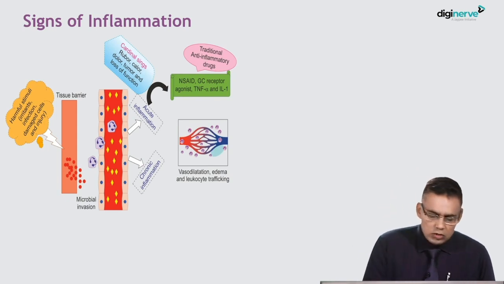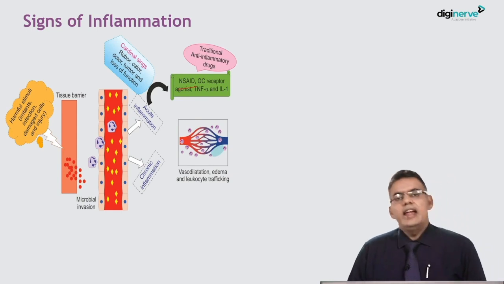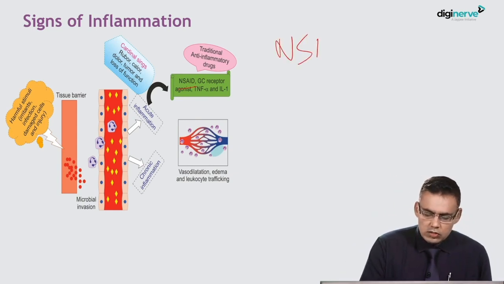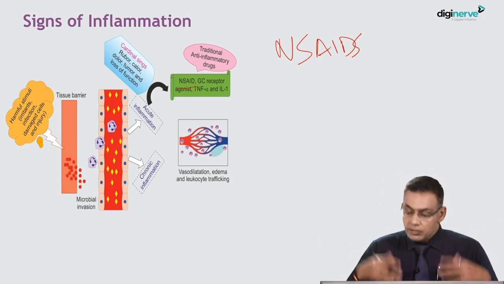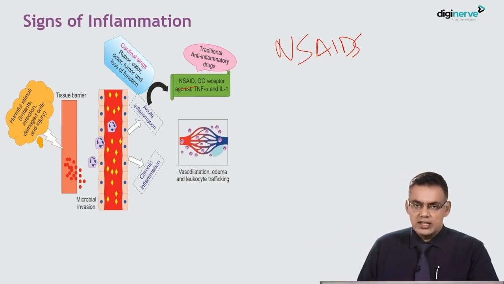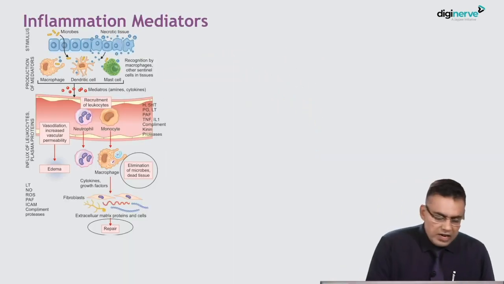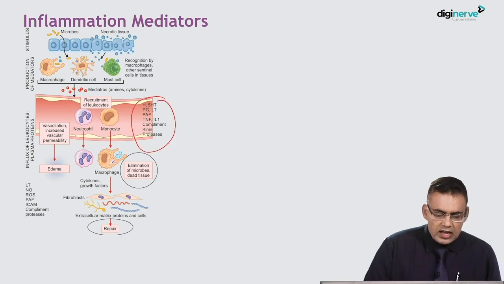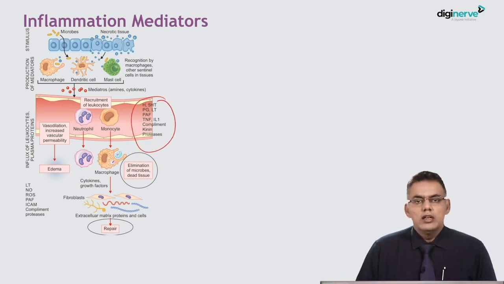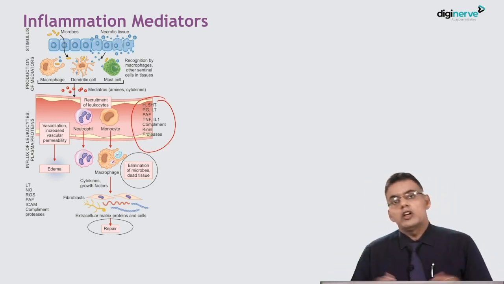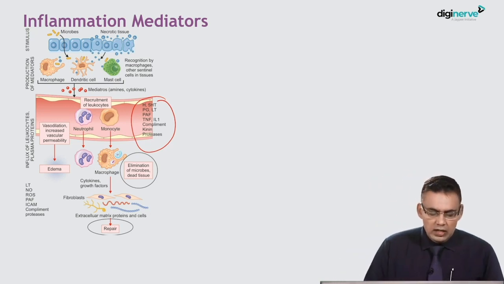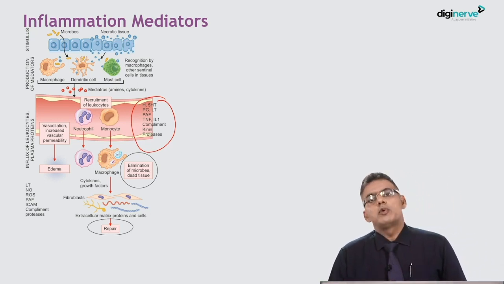These result in release of mediators. As I told you, it first results in acute inflammation, and in acute inflammation, the most effective drugs are the traditional anti-inflammatory agents, that is, non-steroidal anti-inflammatory drugs. This, if not corrected, can result in chronic inflammation, which can produce a number of diseases, as we discussed in the beginning. So, remember, what are the acute mediators of inflammation? These are histamine, serotonin, prostaglandins, leukotrienes, platelet activating factor, tumor necrosis factor, interleukin 1, complements, kinin, and proteases.